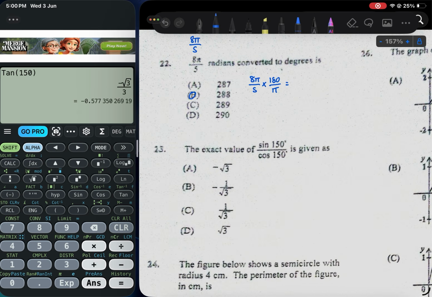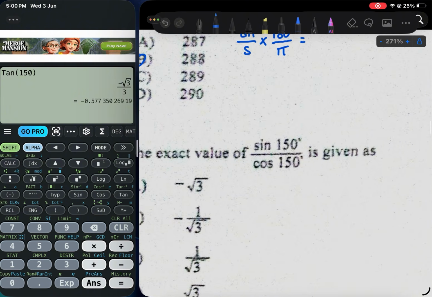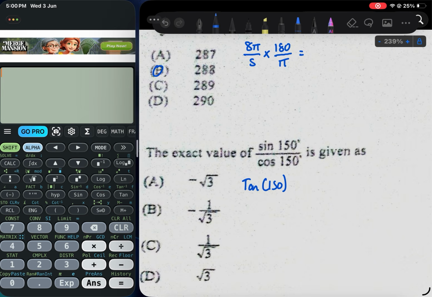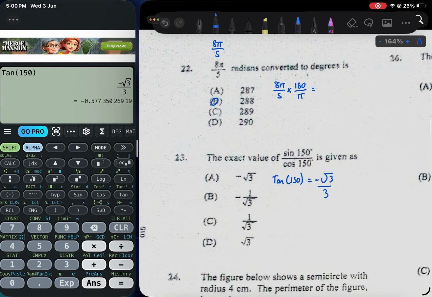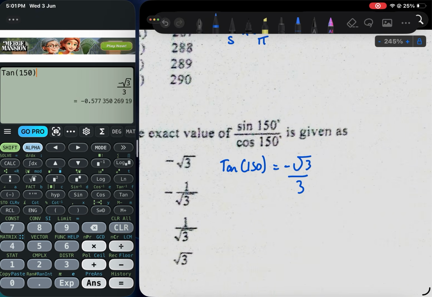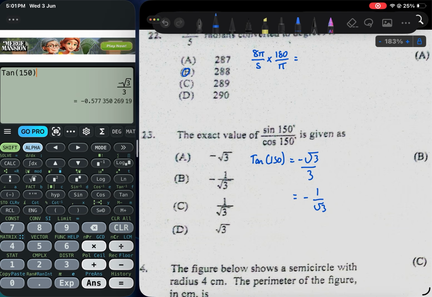The exact value of sine 150 over cosine 150 is given as... so you know sine over cosine is the same thing as tan 150. Ensure that you're in degrees when you're working this out. So tan 150 would give us negative root 3 over 3. And before we rationalize, we'd see that we'd have negative 1 over root 3. So negative 1 over root 3 is B.